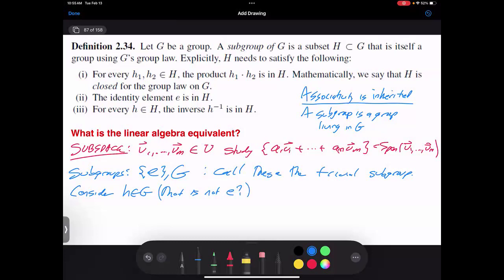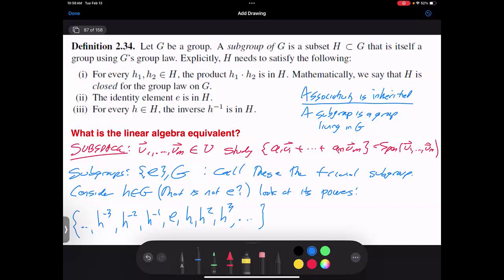So we're not sure that that could happen. Consider some H and look at its powers. So we would have E, H squared, H cubed, dot, dot, dot, and then H inverse, H to the -2, H to the -3, dot, dot, dot. So we can look at something like this. And we'll talk more about this later, but this is a very natural thing to consider. Take some element and just keep combining that element with itself. Keep adding, keep multiplying, and see what you get.